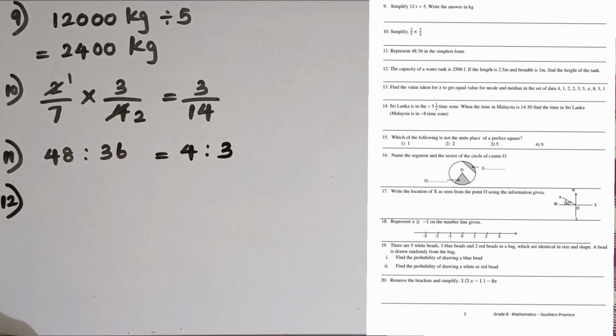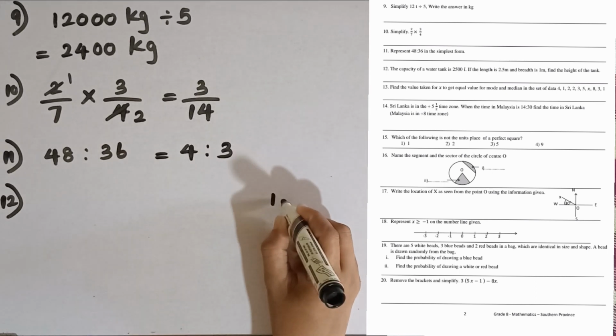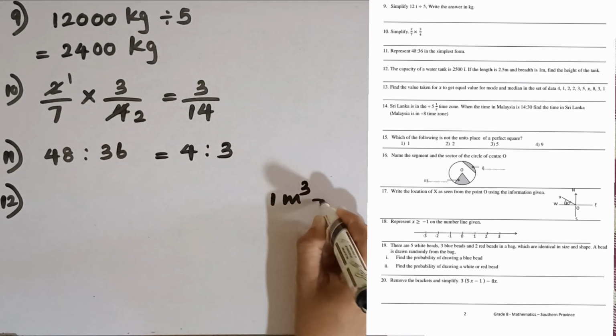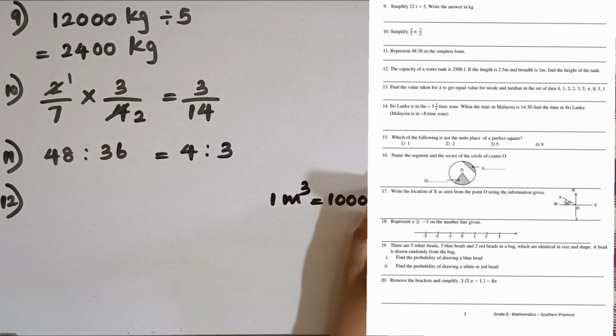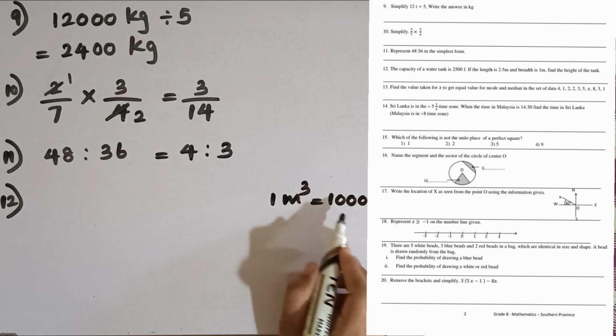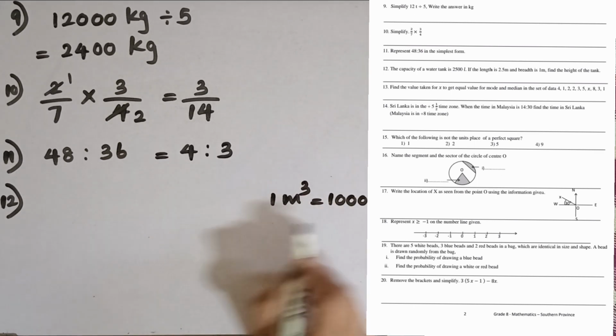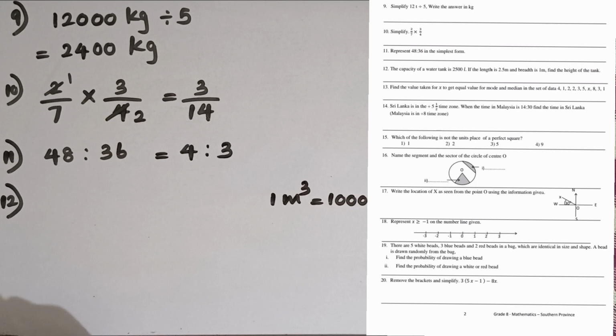Question number 12. The capacity of a water tank is 2500 liters. If the length is 2.5 meters and breadth is 1 meter, find the height of the tank. We know that 1 cubic meter equals 1000 liters. So if we want to convert liters into cubic meters, we have to divide by 1000. Then this 2500 liters is equal to 2.5 cubic meters.